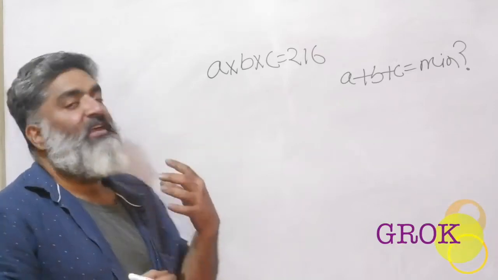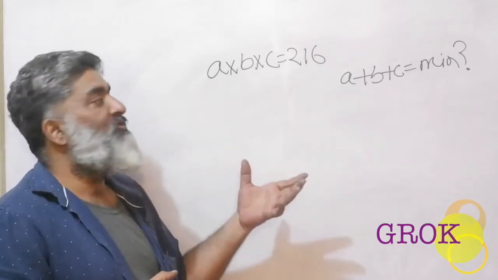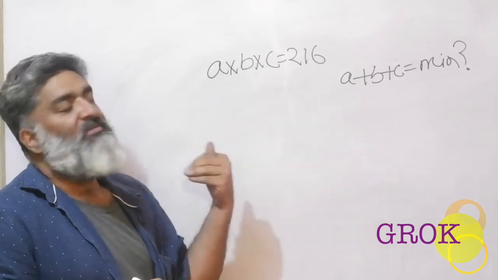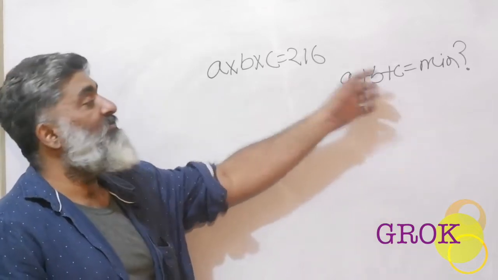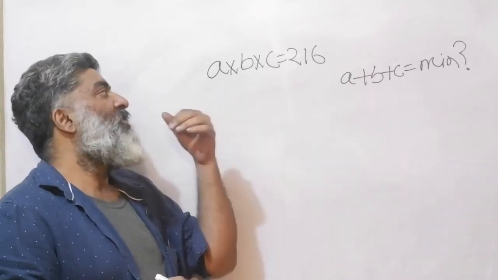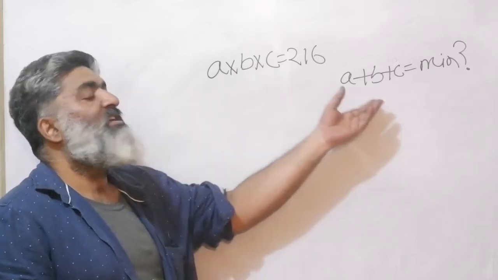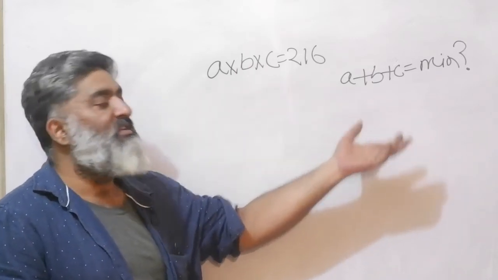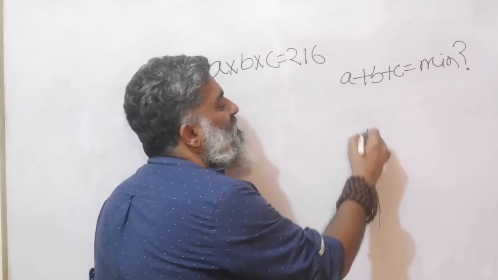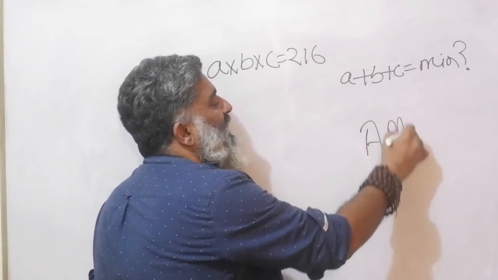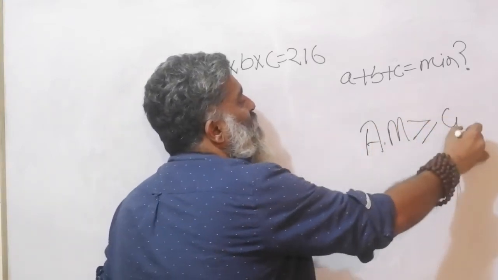Same story, same concept, but the other side of the story. In all the previous examples so far, the sum was given and we were thinking about the product. Now the product is given and we are thinking about the minimum value of the sum. And again, notice it is based on the same idea. AM is greater than or equal to GM.